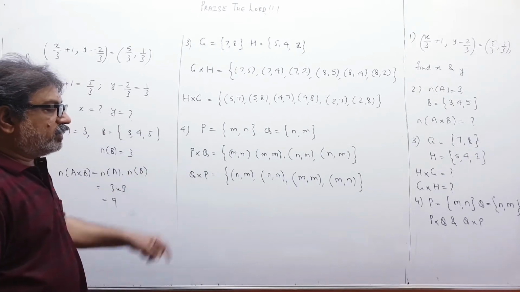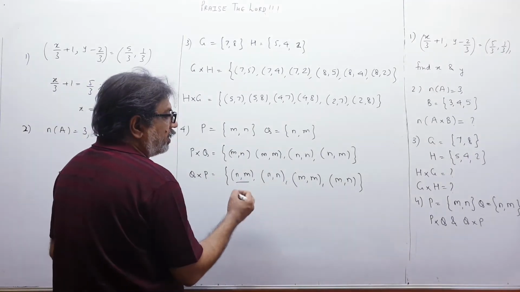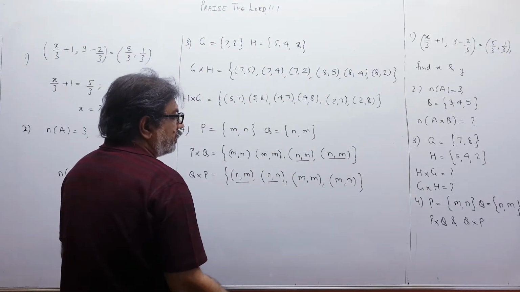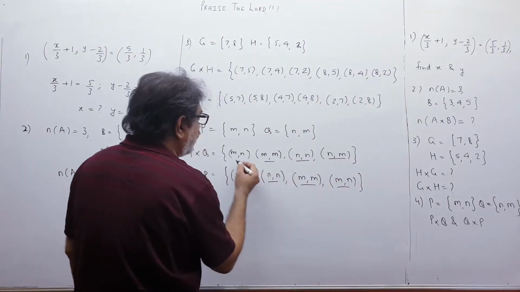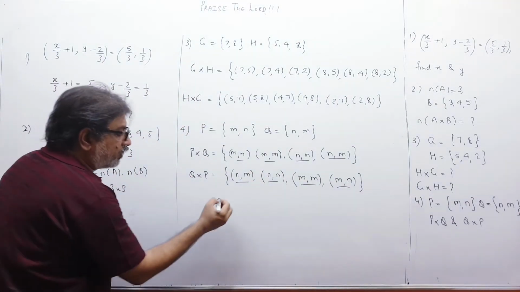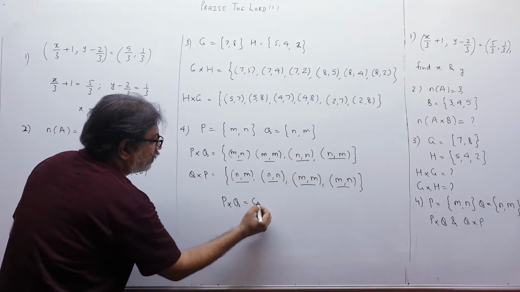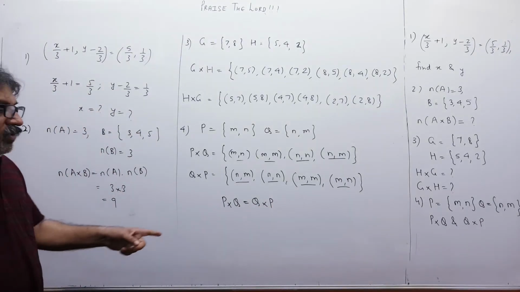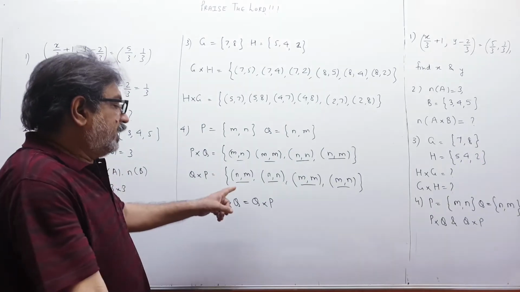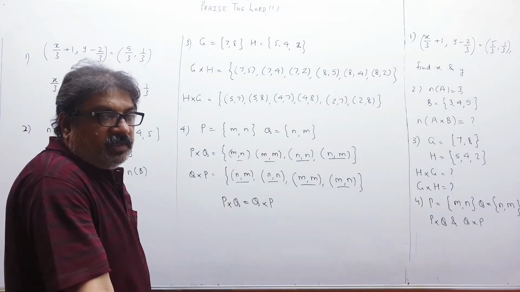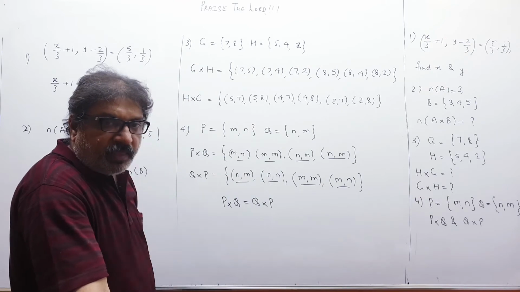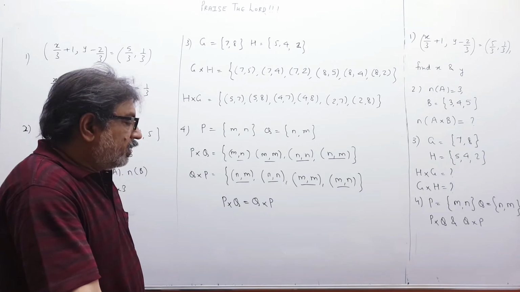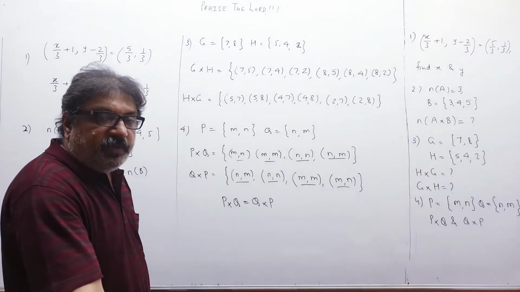Children, are these two sets equal? Let us check. (N, M) is here, (N, M) is here. (N, N) is here, (N, N) is here. (M, N), (M, N), (M, M), (M, M). All the elements are equal. Therefore, I can say that P cross Q is Q cross P, because we can see that P and Q are actually the same sets. So now children, remember, if P cross Q is equal to Q cross P, you may like to think that means P and Q must be the same.